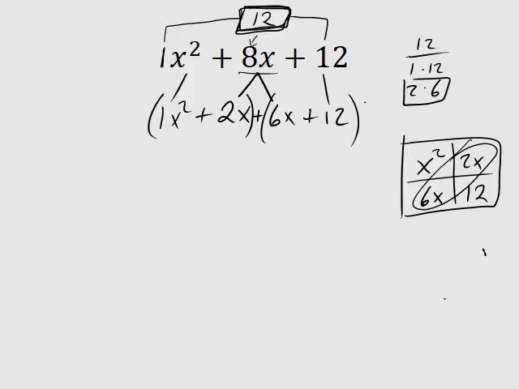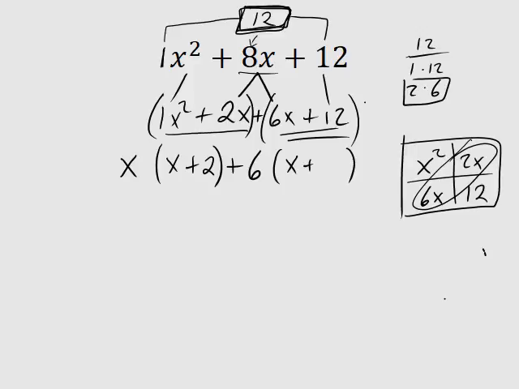And so you'll see in our first group, we have a common factor. That common factor is x. And so when I factor x out of this first group, I'm left with x plus 2. Looking at my second group over here, I have a common factor of 6. So I factor my 6 out, and I'm left with x plus 2.